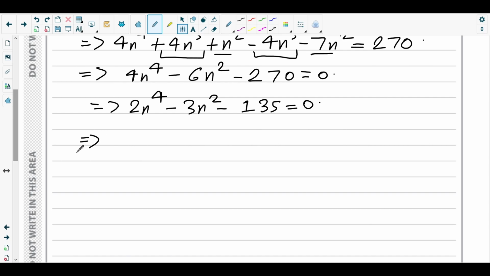Is it possible to do the middle term? Let's have a try. 135 times 2 is basically 270. So 15 times 13, no, it's 195, not 270. In that case, we can use the quadratic formula.